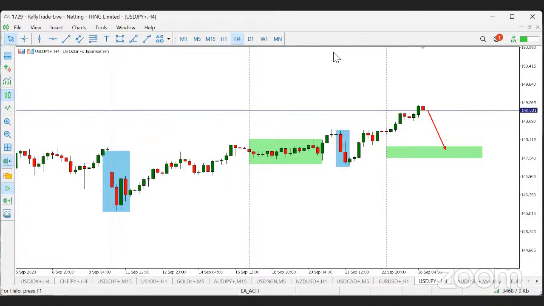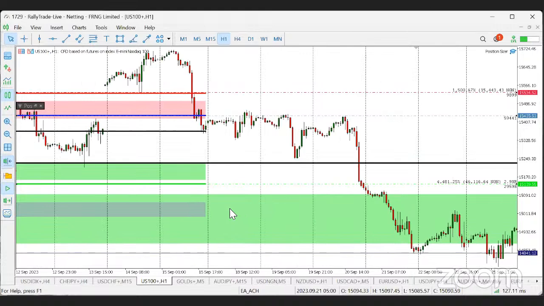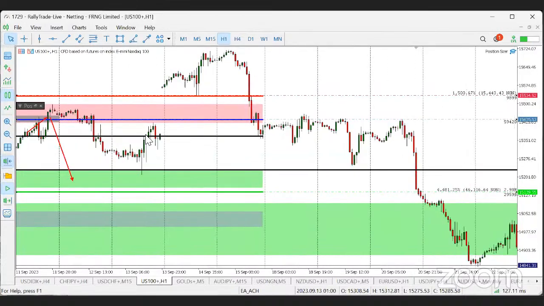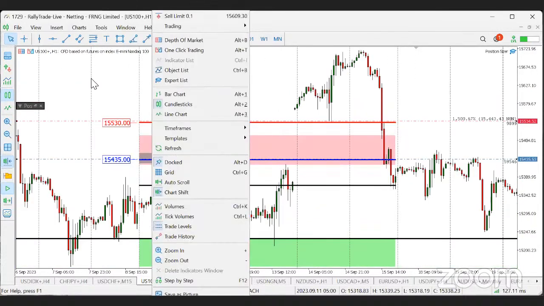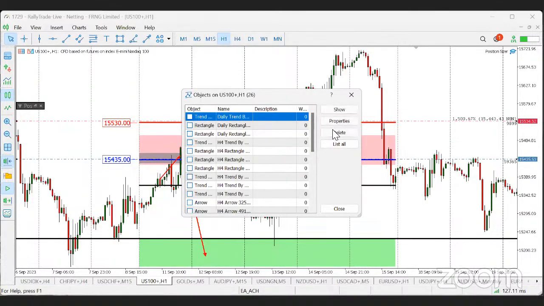All right, so let's look at AUD. Did I say AUD? AUD USD. Or let's just take USD. Let's look at US 100. Okay. So this is US 100. Sorry, let me clean my charts. Just give me a few minutes in my charts.